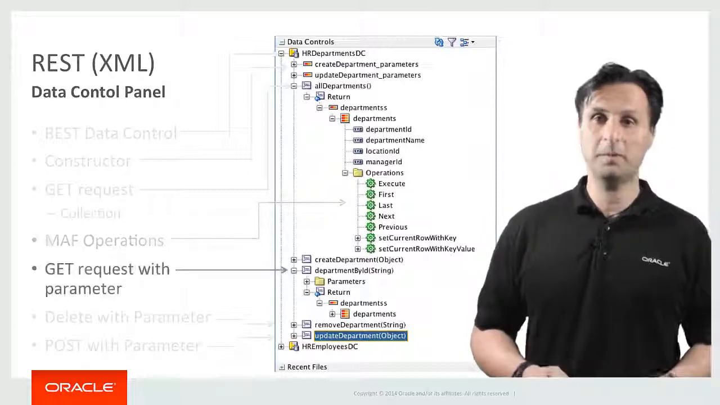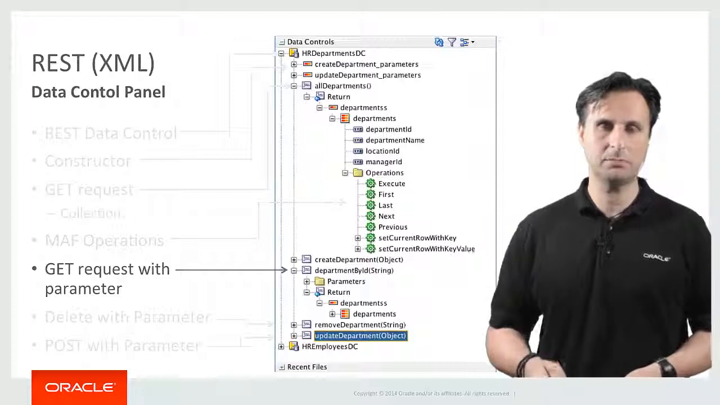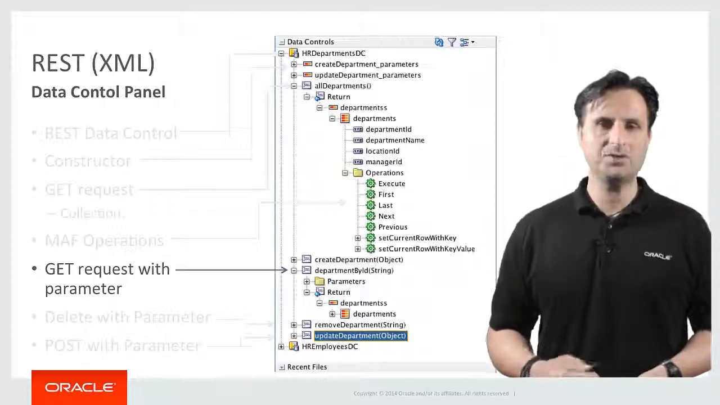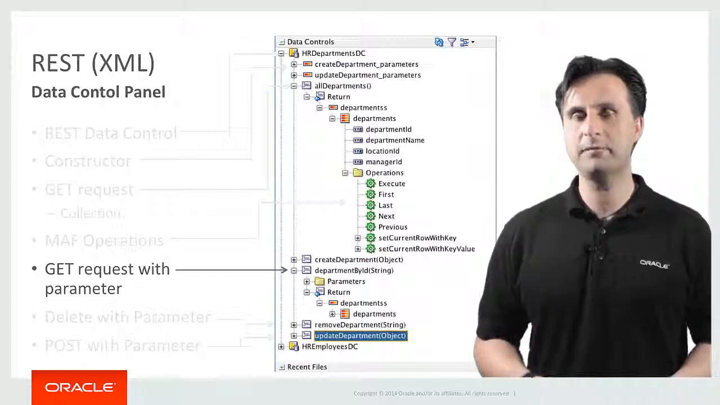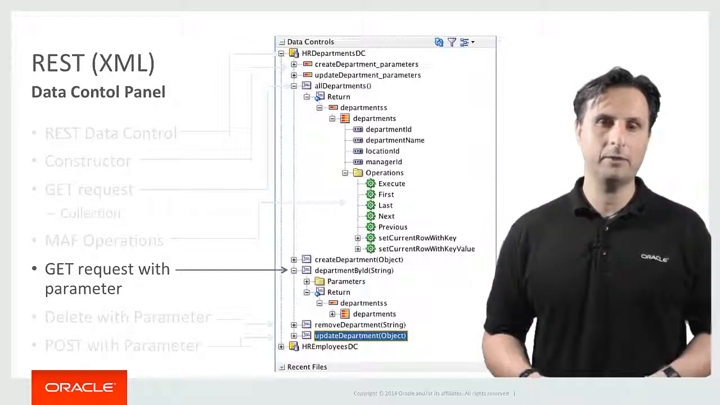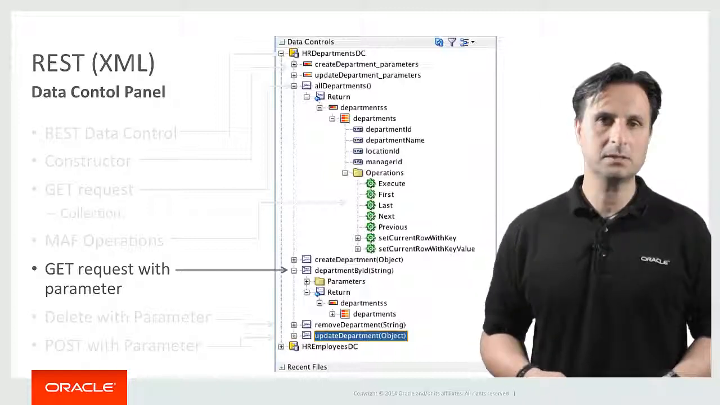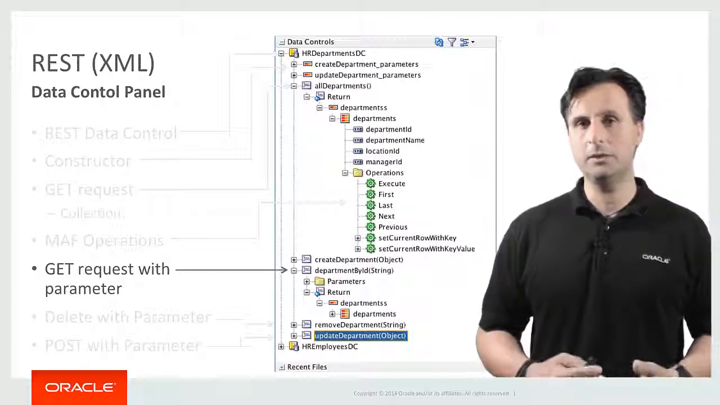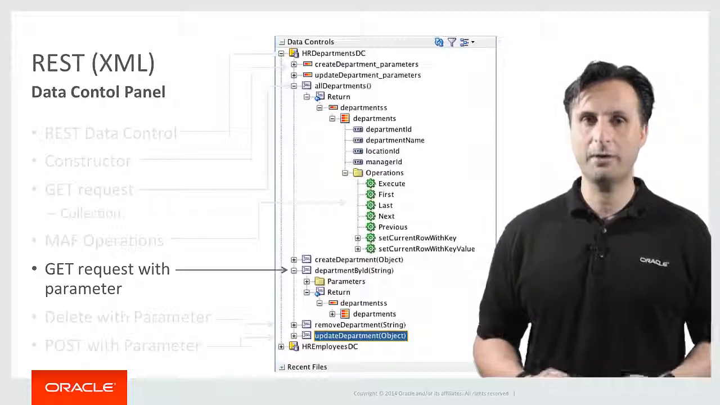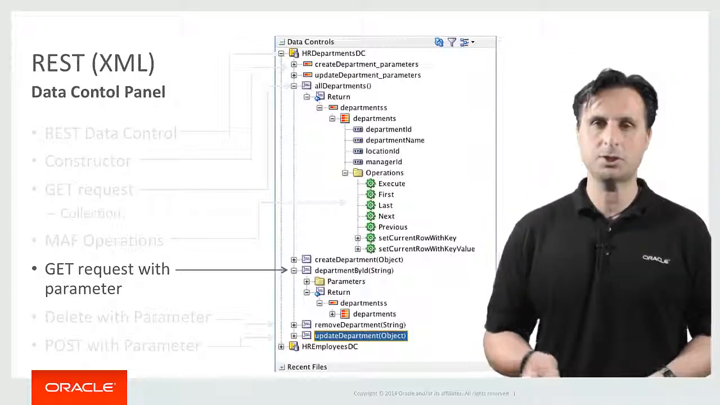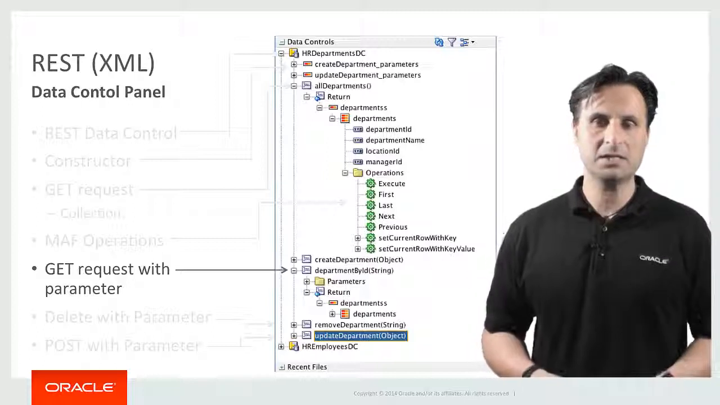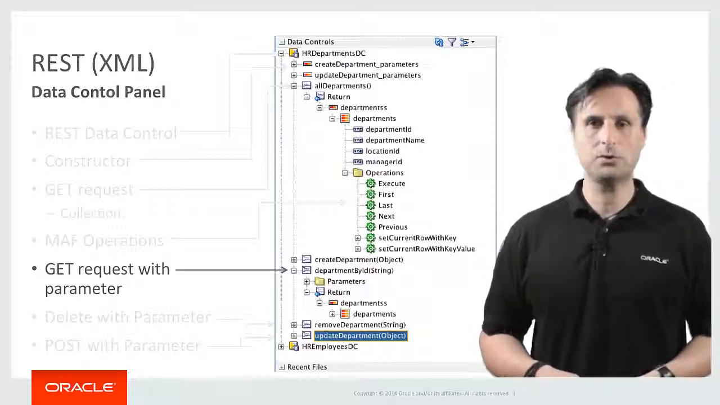Here's a GET request with parameters. Remember this hash hash name hash hash, which indicates a parameter. Here, if I drag and drop that method, it will ask me for providing a value for the input argument, so department 10 for instance. I provide 10 and then the URI that gets composed out of that would be departments/10 and then I will get just this single resource back. So this is how that gets exposed in the data control panel.